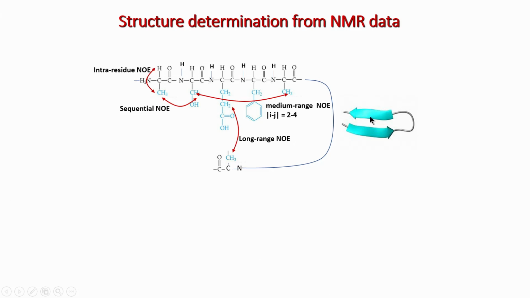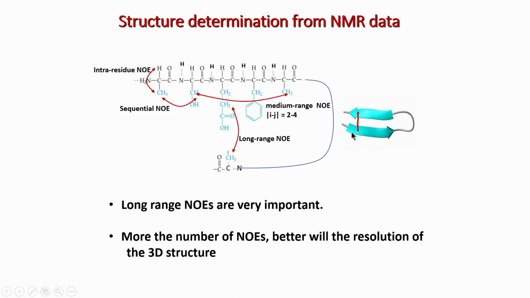For example, in a beta sheet, you see this amino acid is going like this and taking a turn and coming back. So, for example, if I have 2 atoms here, this distance will be less than 5 angstrom, but they are long range NOEs, because there will be 1 amino acid, 2, 3, 4 like this, and this will be about 10 amino acids in separation. So, that is called a long range NOE. So, the long range NOEs are very important.